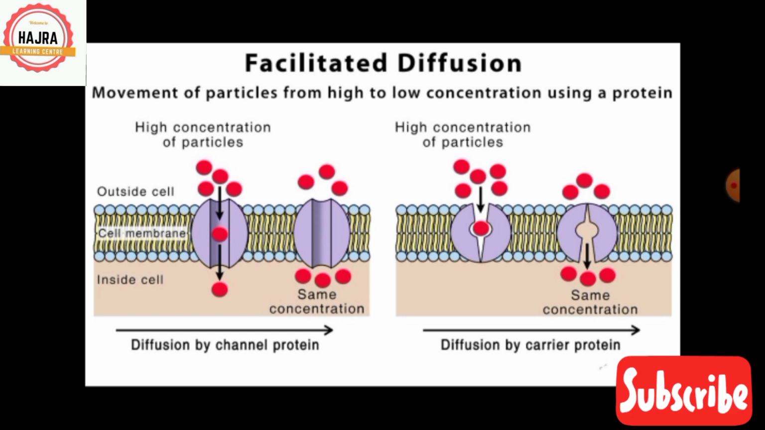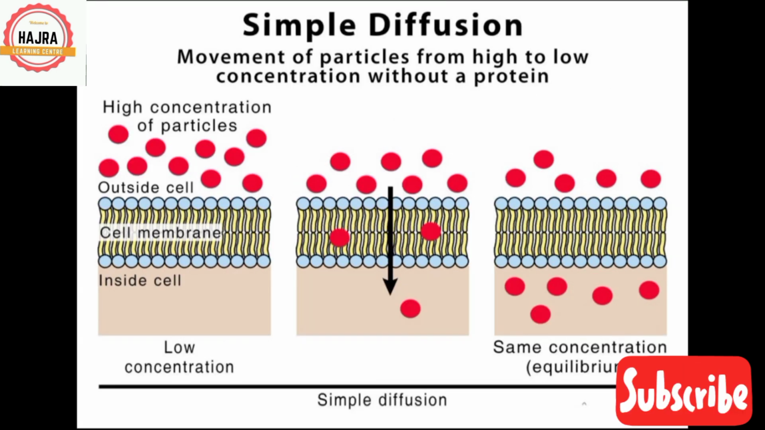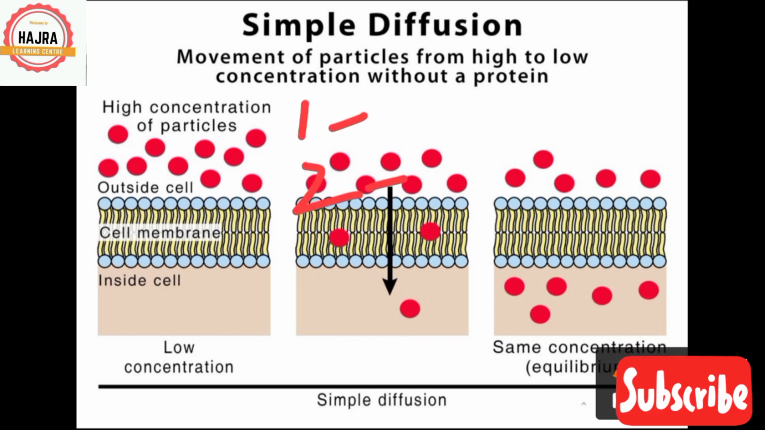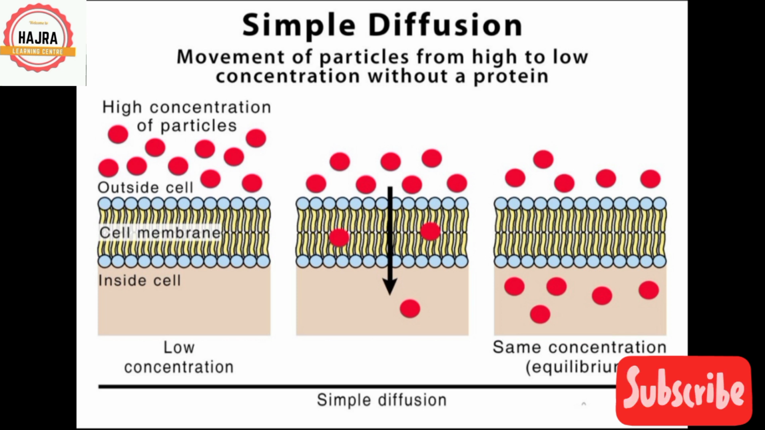So let's start. There are two types of movement across the cell membrane. Number 1 is active transport and number 2 is passive transport. First we will learn about passive transport. There are two different types of passive transportation: number 1 is simple diffusion and number 2 is facilitated diffusion. Now what is meant by passive transport and what is meant by active transport? So you must watch this video till the end.